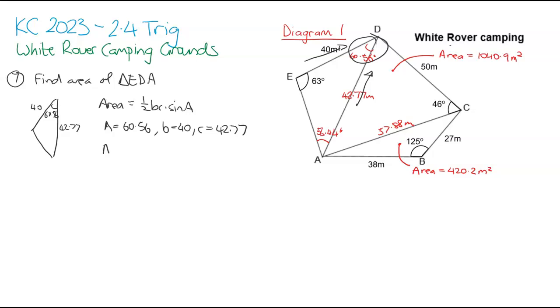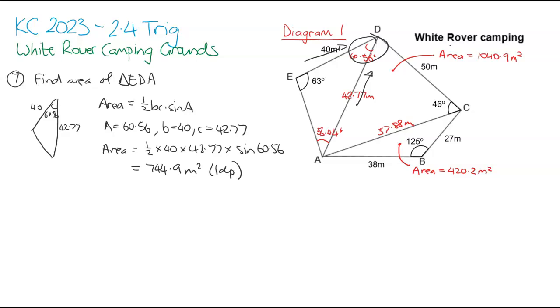I'm now going to substitute, so my area will be equal to 1/2 times B, which is 40, times C, which is 42.77, and then finally times sin A, so that's sin 60.56. This part of my question, I'm going to smash into my calculator, so my area from all of that comes to 744.9 meters squared, and that had a 1 dp rounding.